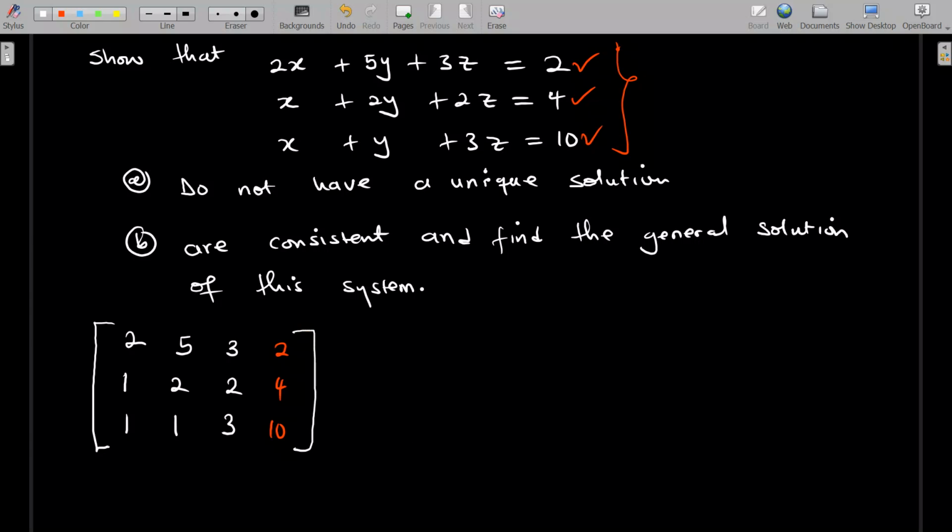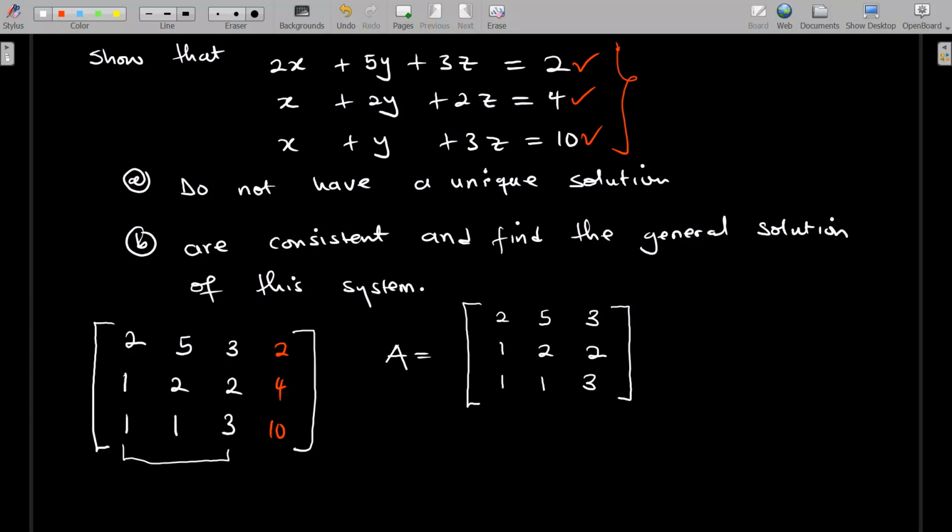And for you to know that a system doesn't have a unique solution, you're going to take the matrix you have here, the one that is the coefficients of the variables, and maybe call it a matrix A. That matrix is 2, 5, 3, 1, 2, 2, 1, 1, 3. And then you're going to show that the determinant of this matrix is actually 0.